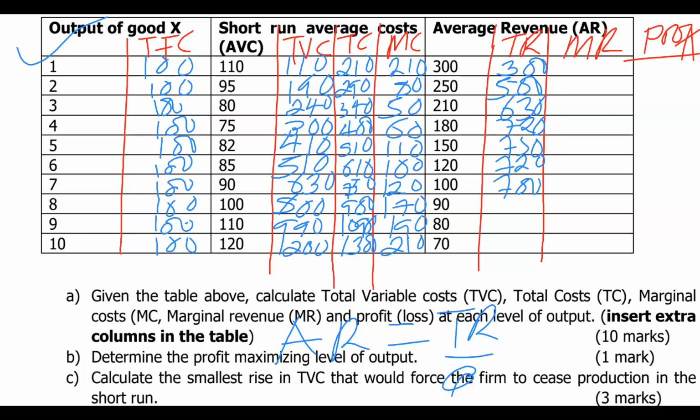So 90 times 8 is 720. And 80 times 9 is 720 again. And 70 times 10 should be 700. Is that clear? Any question?